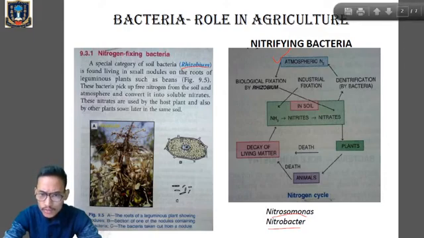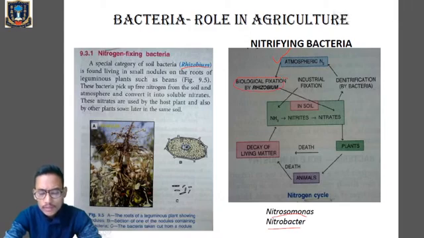So first of all, you can see over here biological fixation by rhizobium. Atmospheric nitrogen needs to be fixed by the action of a bacterium called rhizobium, which is present in the root nodules of leguminous plants. So you can see over here the root nodules. In these nodules you will find rhizobium. Rhizobium will fix the atmospheric nitrogen and convert it into nitrates. Now these nitrates are utilized by the plants.